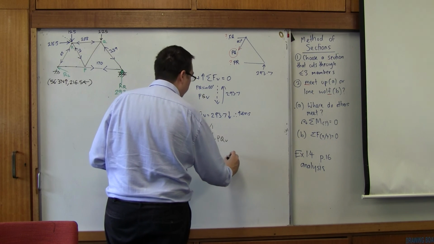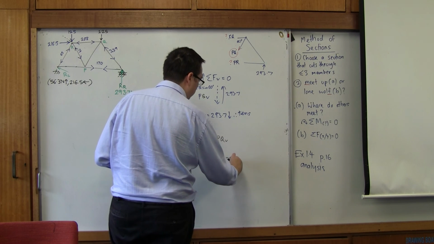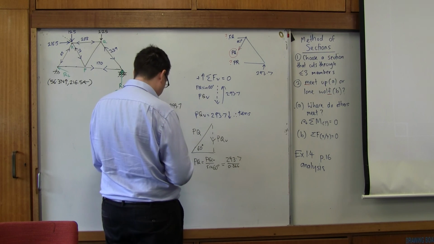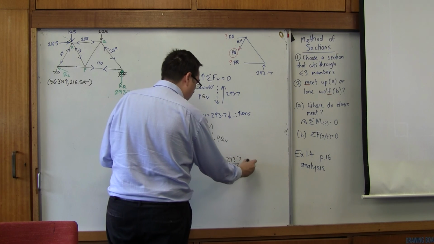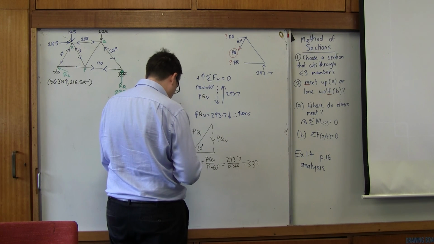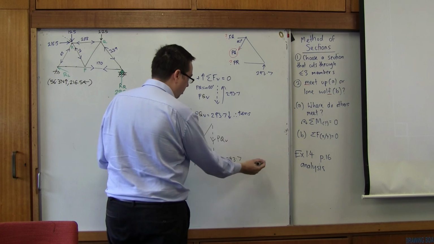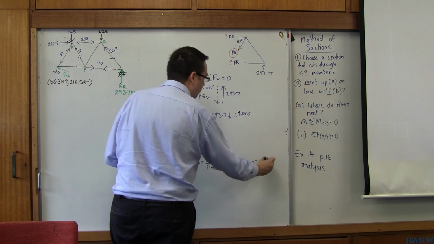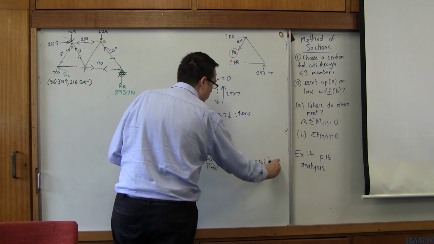So that equals 293.7 divided by 0.866. I'm not sure if that's my old number or not. 293.7 divided by 0.866 equals that number. Okay, and we know that it's in tension because we observed it.